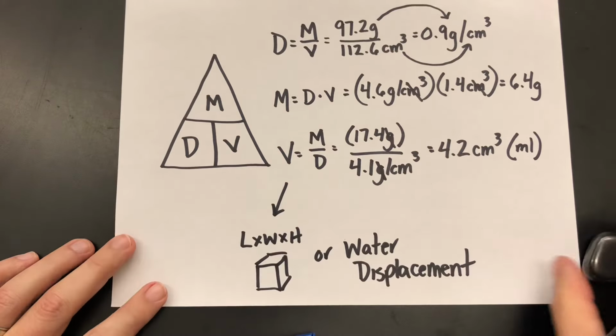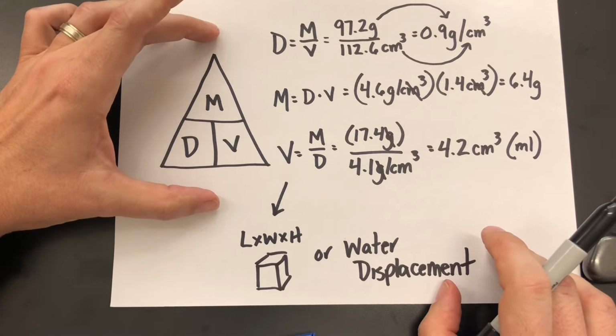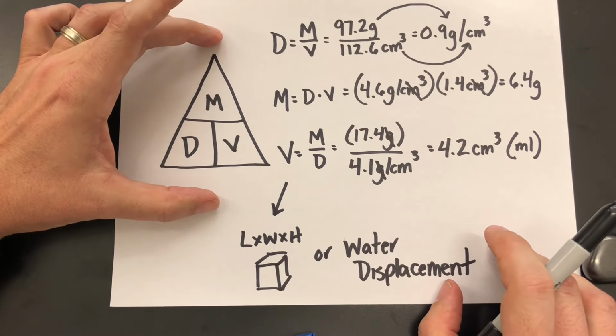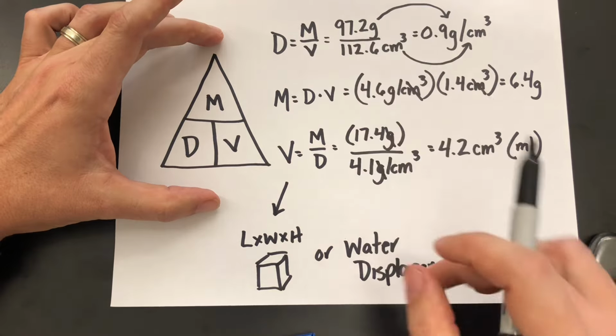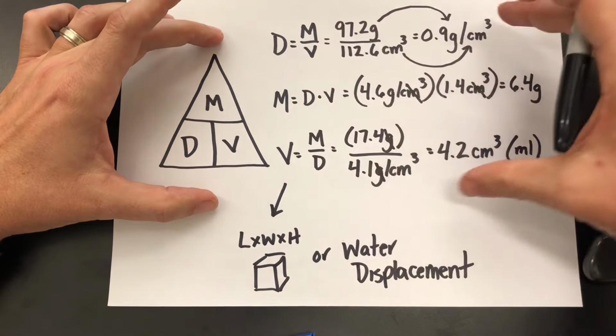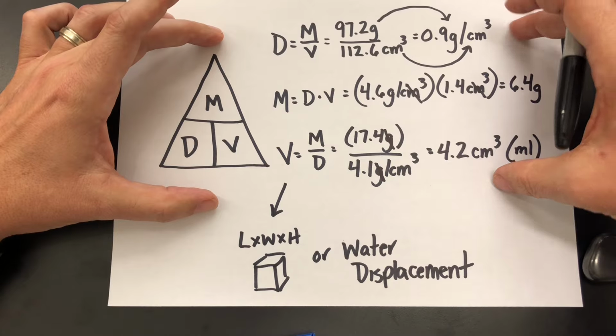So hopefully this gives you a little bit of a clue about how to determine the variables for density, mass, volume, and how to interact those values to get your calculations.